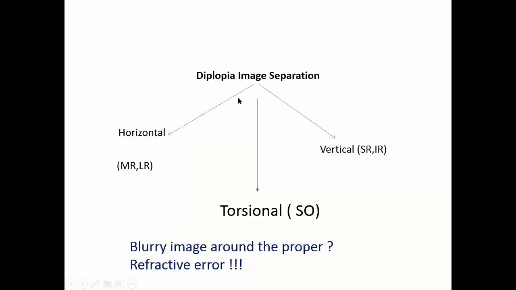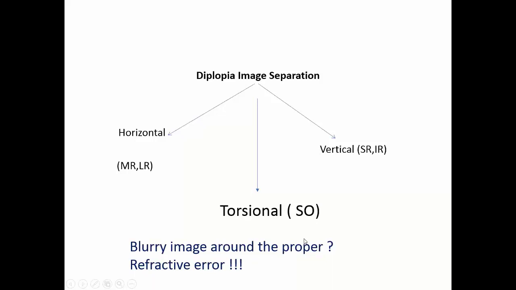So sometimes you have to get a clue from the image separation. If they say horizontal image separation, then it has to be either medial rectus or lateral rectus. If they say vertical image separation, it has to be a superior or inferior rectus. If the images are slanted, in horizontal, it is like an equals mark, like the number 11, two vertical lines. In vertical, it's like an equals mark. But in torsional, they say one image is straight, the other image is tilted. So you know that it is an oblique muscle.